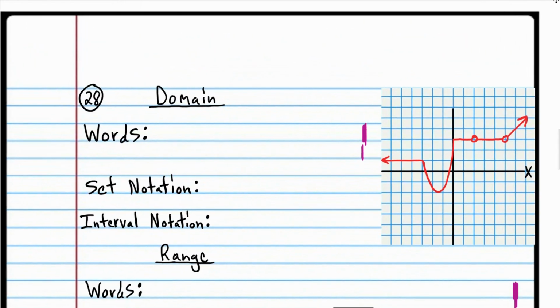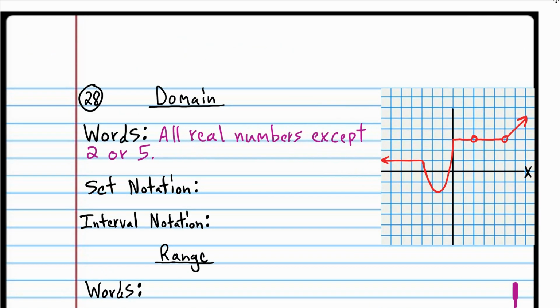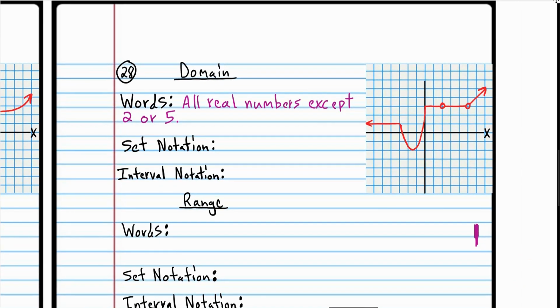Okay, we're back. The domain is all real numbers except 2 or 5. Now, you can write an "and" or an "or", and in this case, maybe an "and" would be better. But again, most teachers and mathematicians don't really think about it in that much detail, so it probably doesn't matter if you write an "and" or an "or".